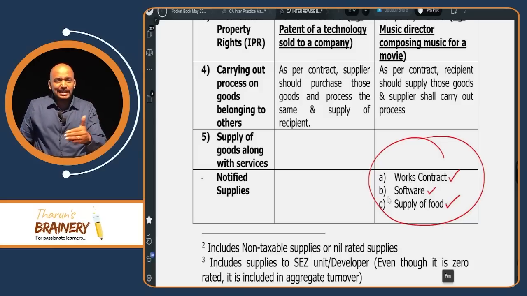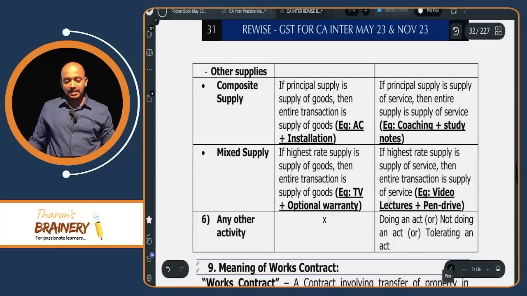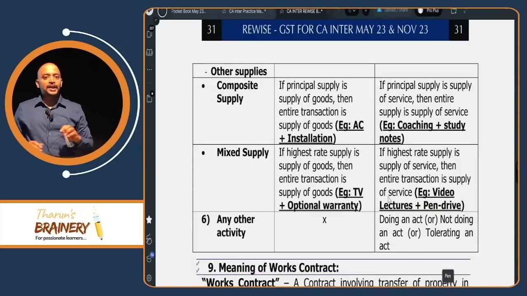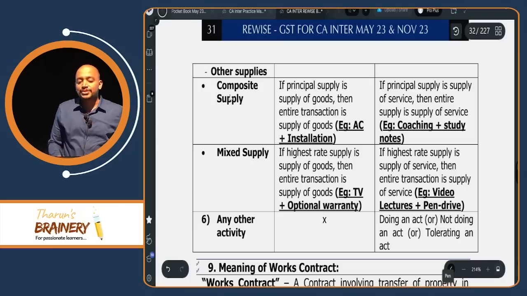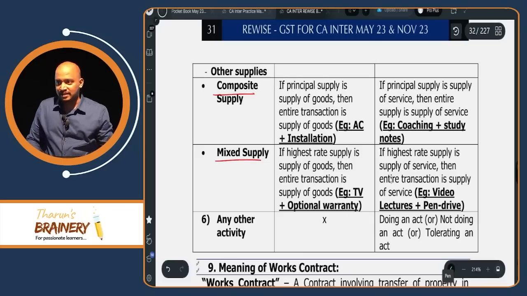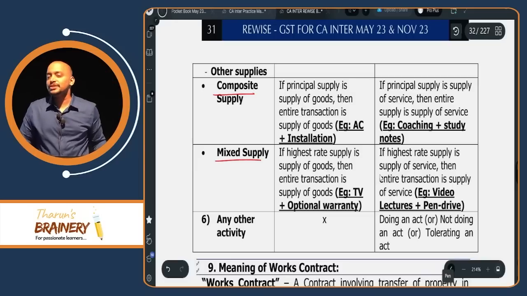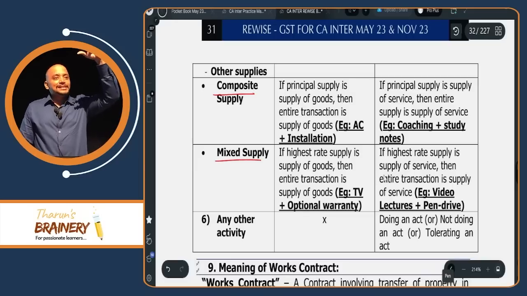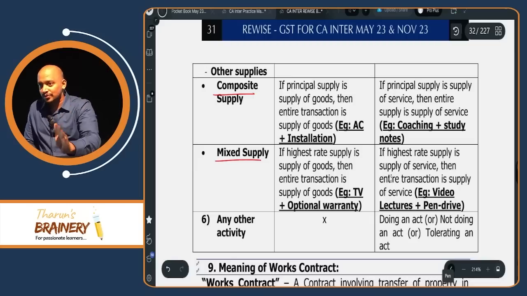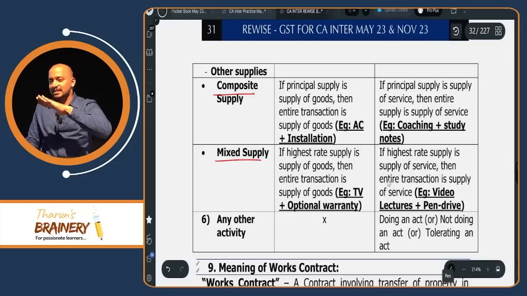Apart from these three, if any other transaction involves both goods and services, how do we need to classify it? We need to check, is it a composite supply or a mixed supply? What is composite supply, mixed supply? A little later we will discuss, but if it is a composite supply, if the principal supply is goods, the entire transaction will be treated as supply of goods. If the principal supply is service, the entire transaction is treated as supply of service.